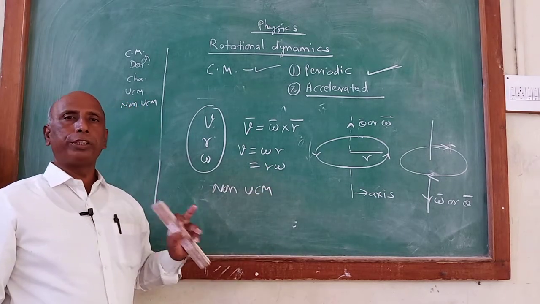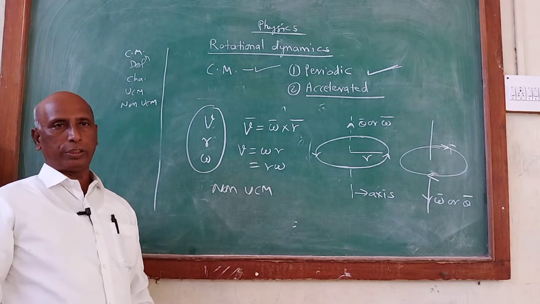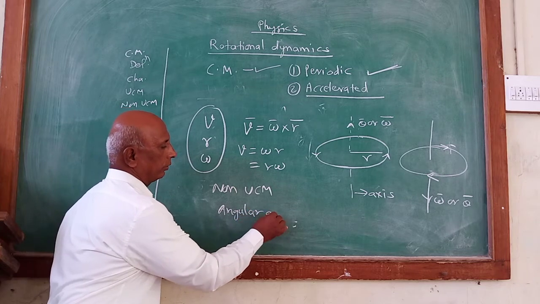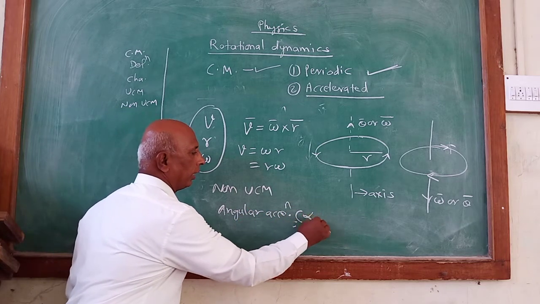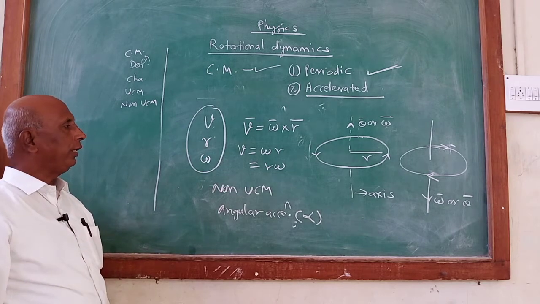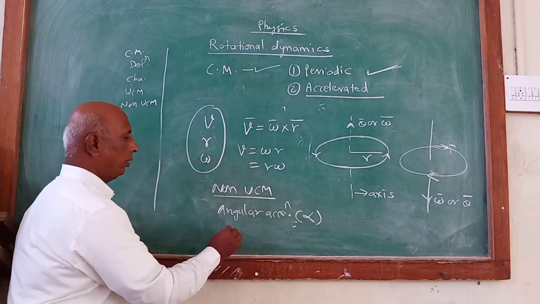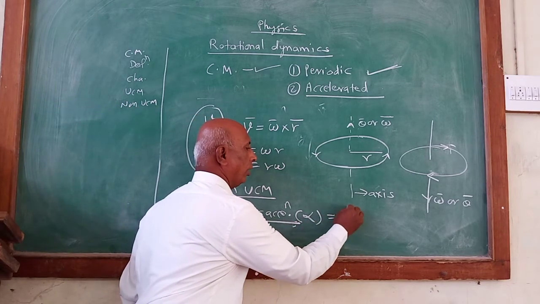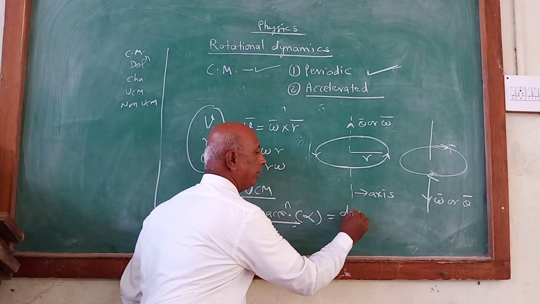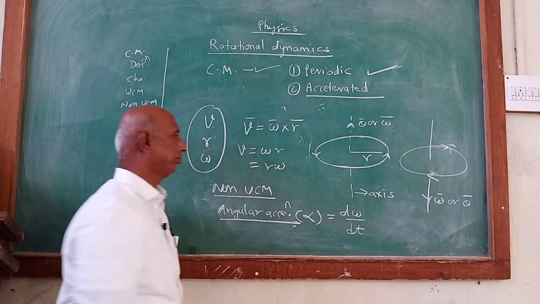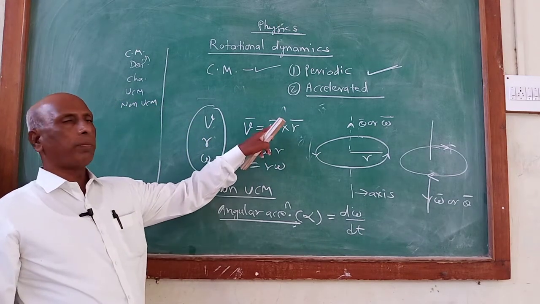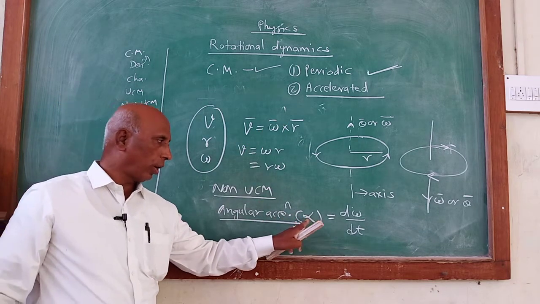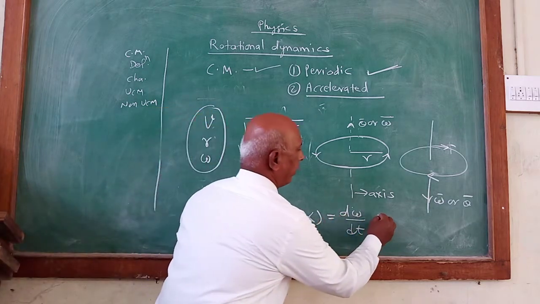And we know that when speed changes, the body possesses acceleration. Angular acceleration, that is alpha. In case of non-uniform circular motion, we have angular acceleration. It is defined as the rate of change of angular velocity with respect to time. SI unit of angular velocity is radian per second. SI unit of angular acceleration is radian per second square.